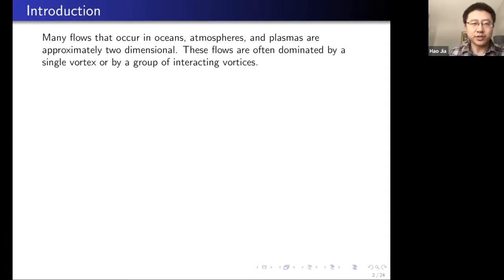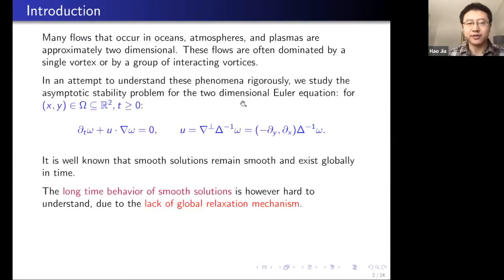So we know that, of course, real fluid flows are three-dimensional, but in many cases, for example, in the large scale flows in oceans and atmosphere, some structure, especially the structural behavior of the fluid, can be viewed as two-dimensional. So the study of two-dimensional fluid flows is also physically relevant. And in addition, they are extremely interesting mathematically. These two-dimensional flows are often dominated by a large vortex or group of interacting vortices. So we want to understand the dynamics of these vortices.